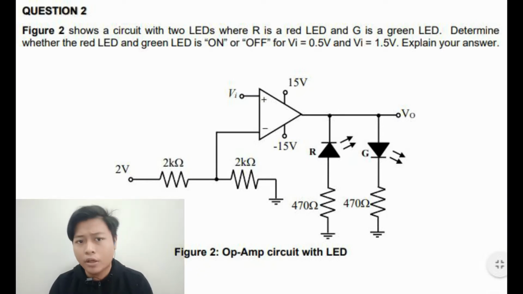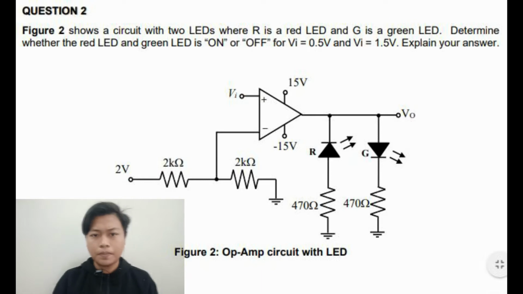Now I have been given a task to answer question 2 for the title of op-amp. As you can see on the screen, this is the question I have been given. It says that figure 2 shows a circuit with two LEDs where R is red and G is green. Determine whether the red and green are on or off for Vin equal to 0.5 volts and Vin equal to 1.5 volts. Explain your answer.